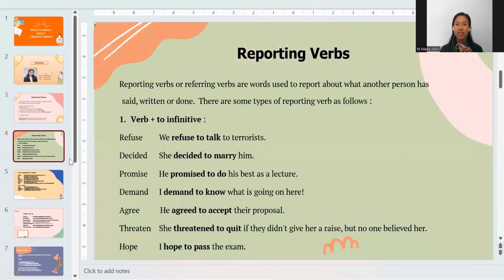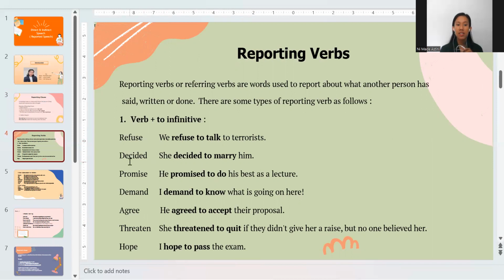The second one is the reporting verb. Reporting verbs, or referring verbs, are words used to report what another person said, wrote, or did. There are some types of reporting verbs. The first one is verb plus to-infinitive. There are some verbs here. The first one is refuse, and then decide. An example of refuse is: we refuse to talk to terrorists. So "refuse to talk" is a to-infinitive.